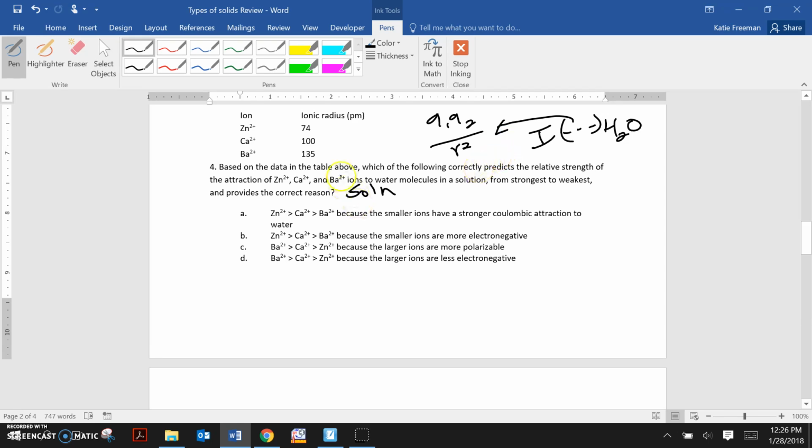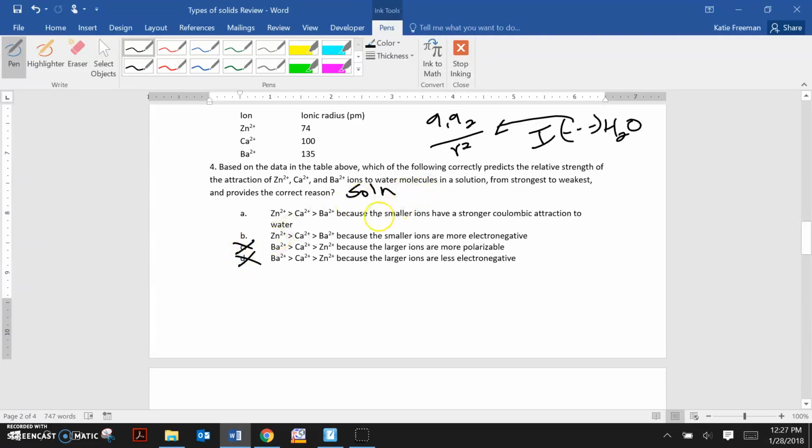Okay, so if we're looking at zinc, calcium, and barium, zinc has our smallest ionic radius, calcium's in between, barium is our highest. That means zinc is going to have the stronger force of attraction, and also keep in mind they all have +2 charges, so charge plays no factor here. Zinc is going to have our smallest radius, therefore highest force of attraction. Barium is going to have our largest radius, therefore weakest force of attraction. So I would say we're looking for zinc, calcium, and barium in that order, so we're going to rule out C and D.